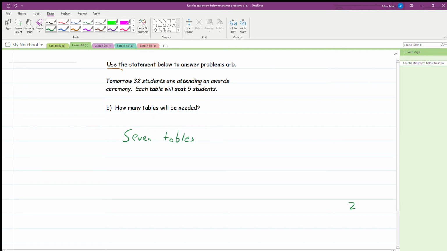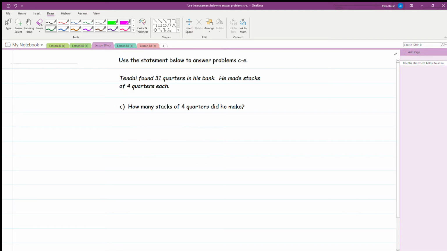So our answer is 7 tables for B. Okay, going on to C. We have some new directions here. It says use the statement below to answer problems C through E. And so this is our statement we're going to use.